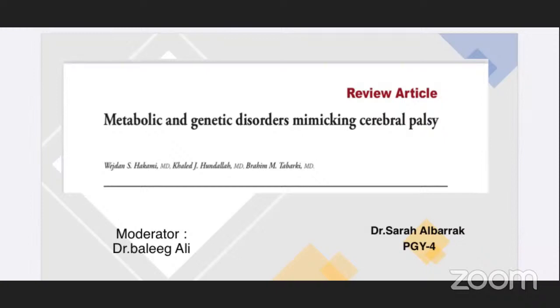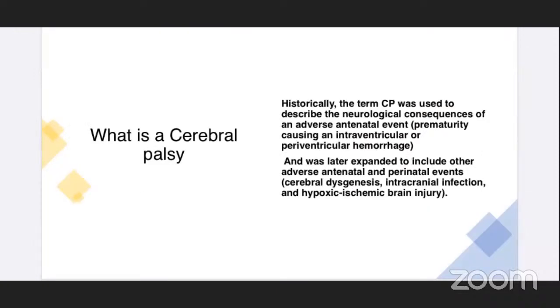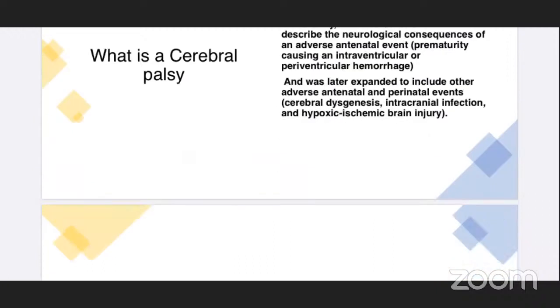So what is cerebral palsy? Strictly, the term cerebral palsy refers to a disorder of the brain with onset in infancy, spanning from birth up to 1 or even 2 years of age.